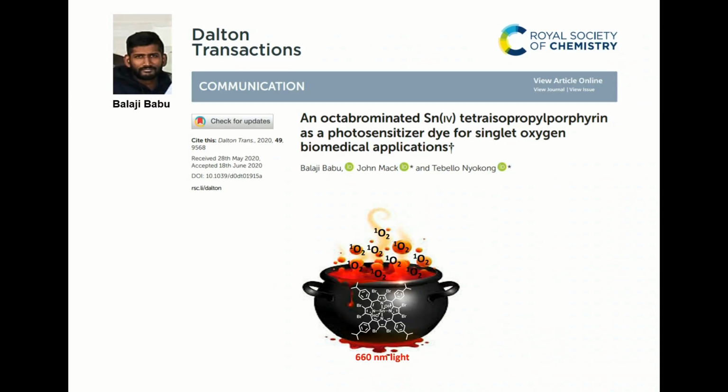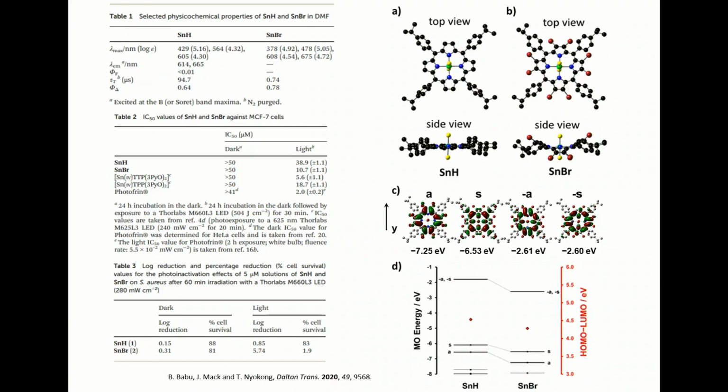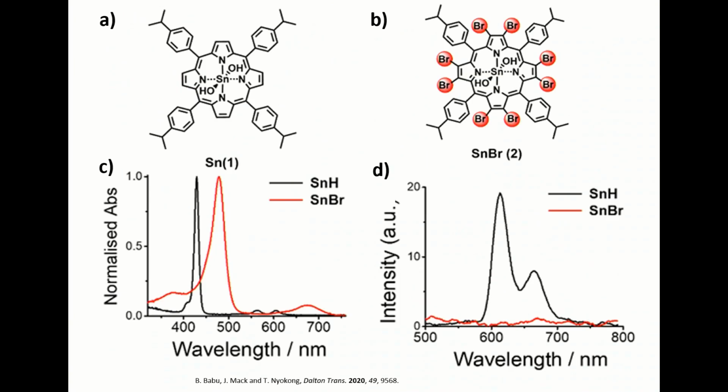So that was one thing we can do. We can modify the meso aryl rings. The other thing we've looked at is to add bromine atoms to the ligand periphery. And now we can get a shift of the spectral band and intensification out to about 670 nanometers, so deeper into the phototherapeutic window where we want to be.